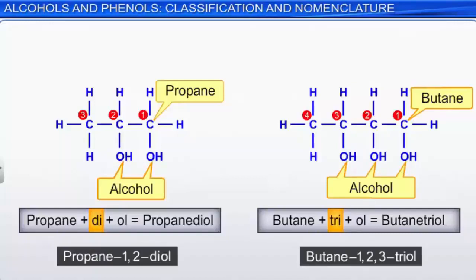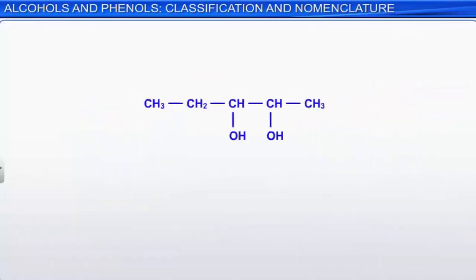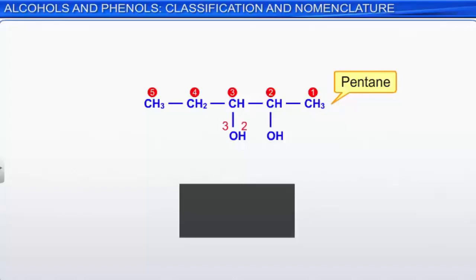Numbers in the name then give the locations of the hydroxyl groups. For the example shown here, the longest continuous chain has 5 carbons. We have to start numbering carbons at the right, closest to the hydroxyl groups. Notice that the hydroxyl groups are attached to carbons 2 and 3. So, this molecule is named 2,3-pentane-diol. Alternatively, you may see it written as pentane 2,3-diol.